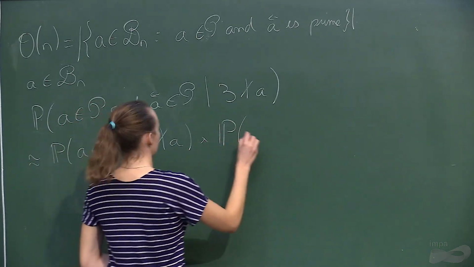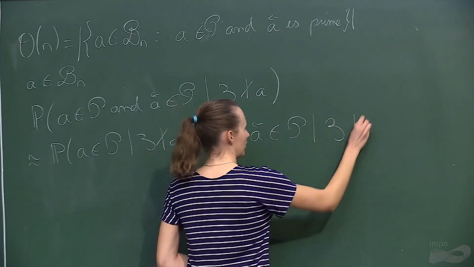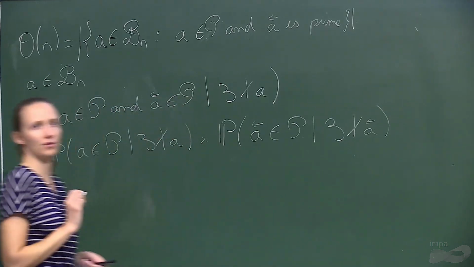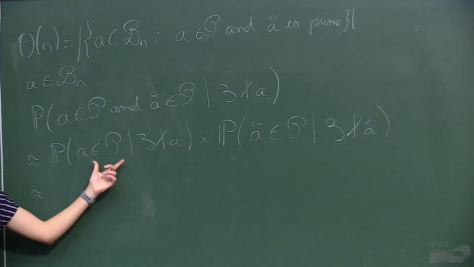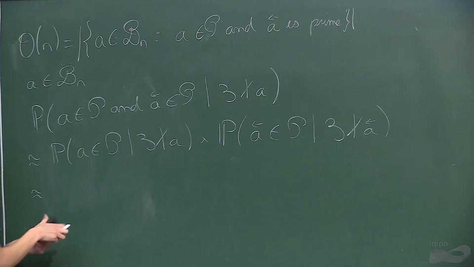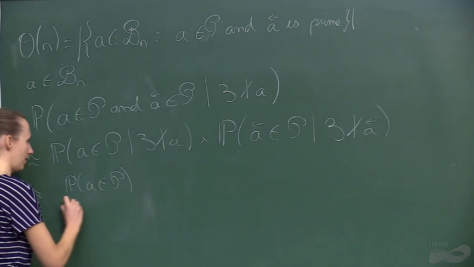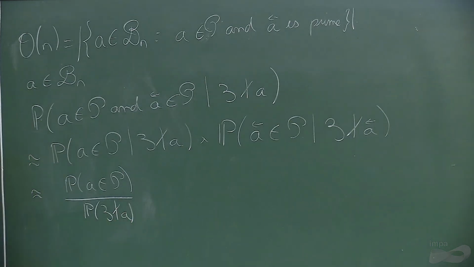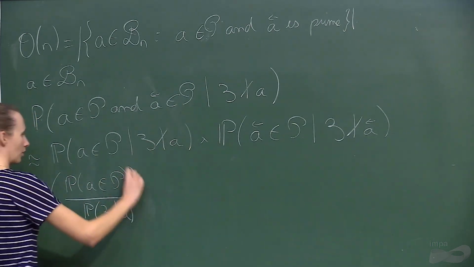Probability that the reverse of A is prime, given that A is not divisible by 3, which is equivalent to the reverse of A is not divisible by 3. Okay. So now what's this probability? So this is the probability that A is prime divided by the probability that 3 does not divide A. And for this one, this is the same, they are equal. So we get a square.